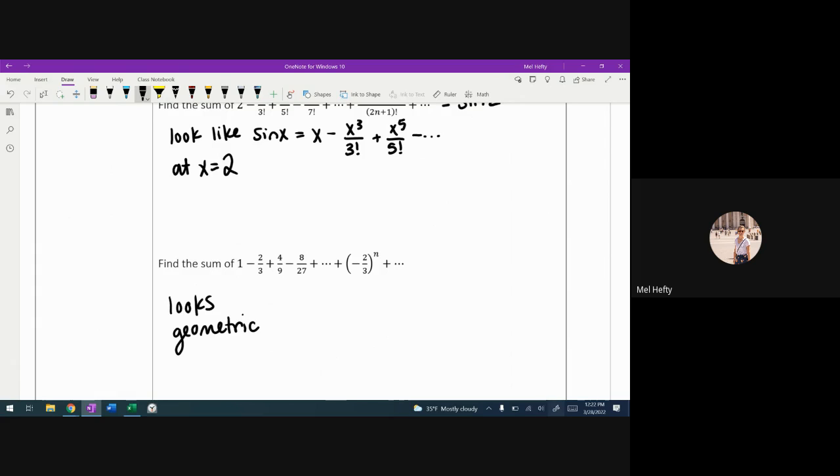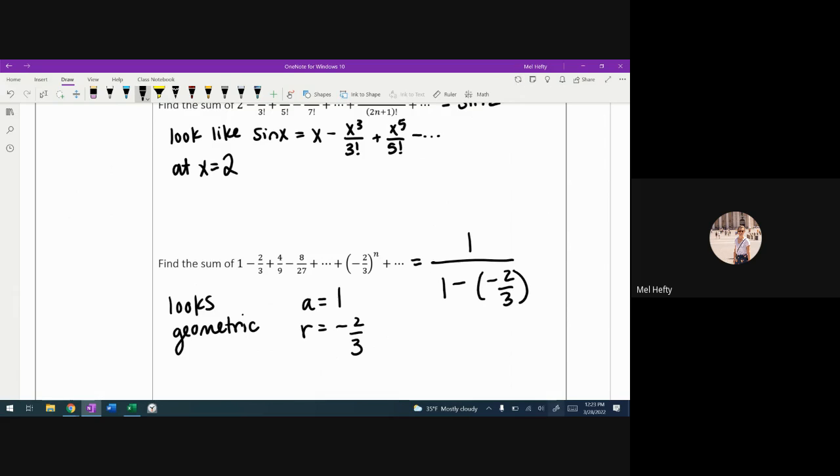Doesn't it? Wait, what do I need to know to find the sum of a geometric? We talked about it. Don't we need to know a and r? What's a? First term. What's r? All right. So what's my sum? How do I find it? First term over 1 minus r.